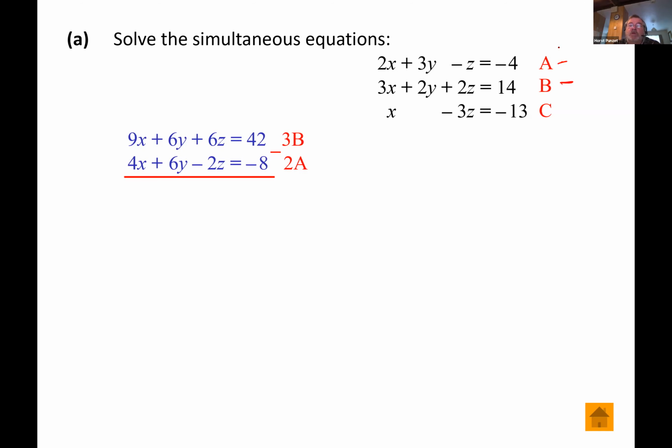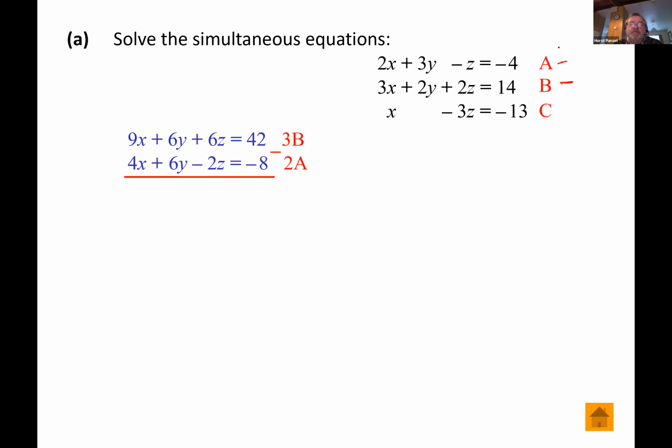So if we do 3B, that will give you 3 by 3 is 9x, 3 by 2 is 6y, and 3 by 2 is 6z. And make sure the one that is most prone to be left out is the 14. We have to multiply the 14 by 3. That will give us 42 as our value there.